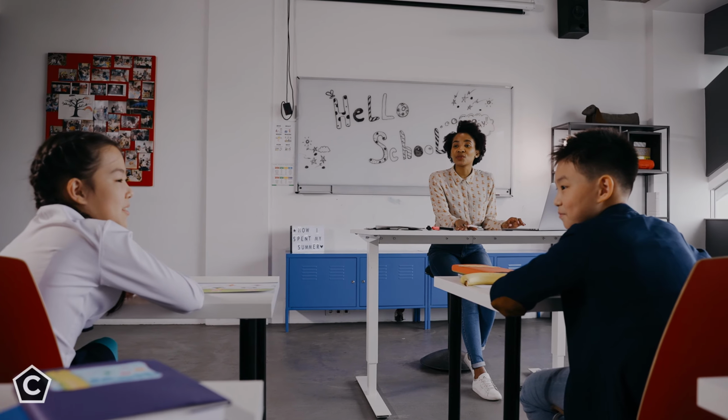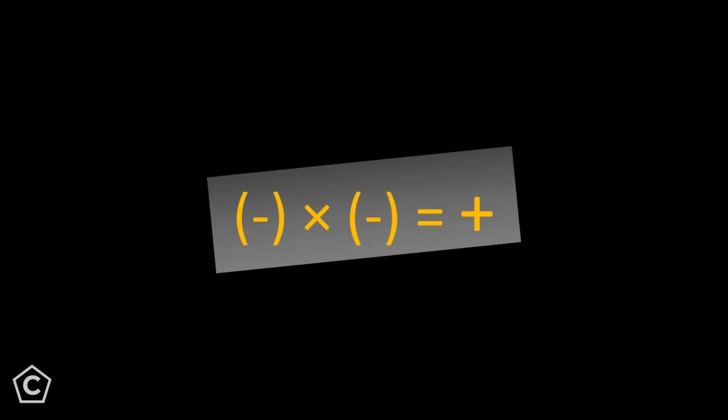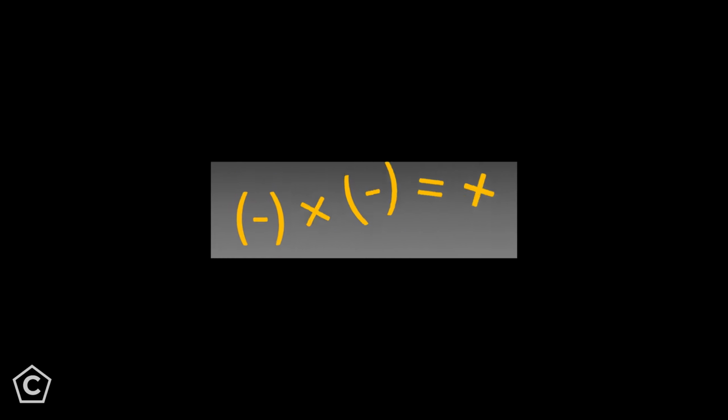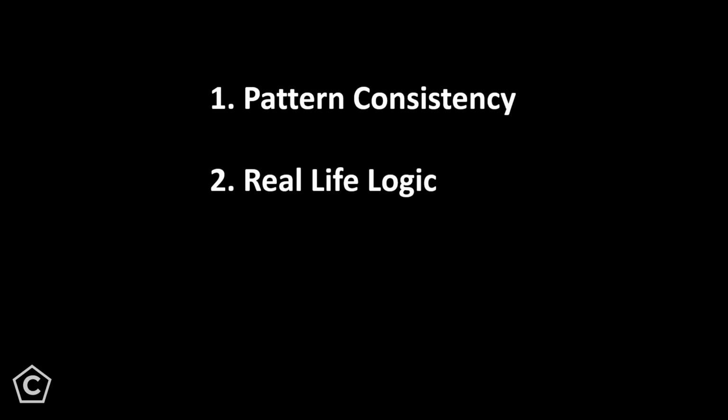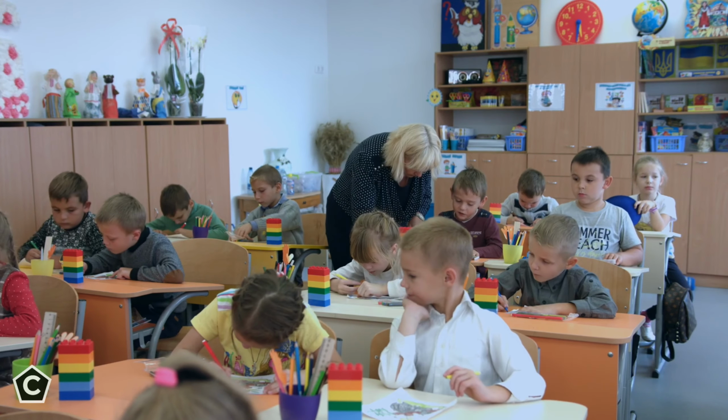In simple terms, negative multiplied by negative becomes positive because of 3 main reasons: pattern consistency, real-life logic, and mathematical stability. Patterns show us that the result must turn positive to maintain continuity. Real-life examples explain it as removing loss, and mathematical rules require it to keep equations working correctly. Once you understand these ideas, the rule no longer feels strange or confusing.